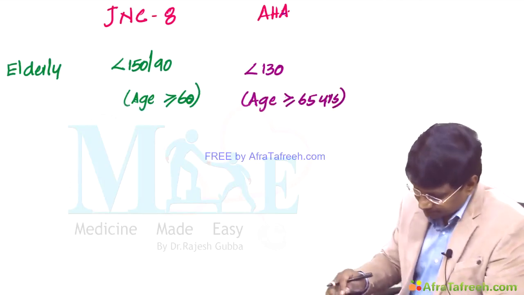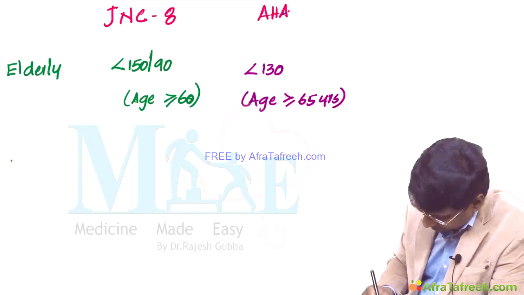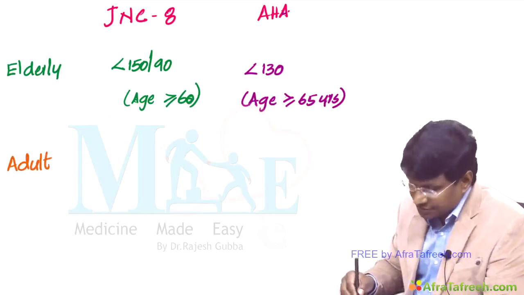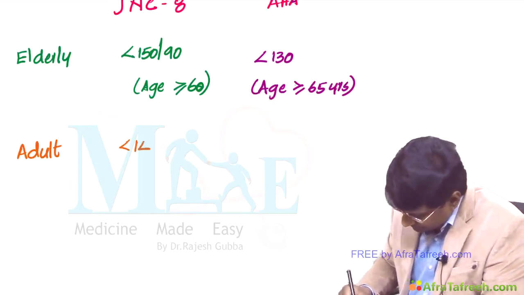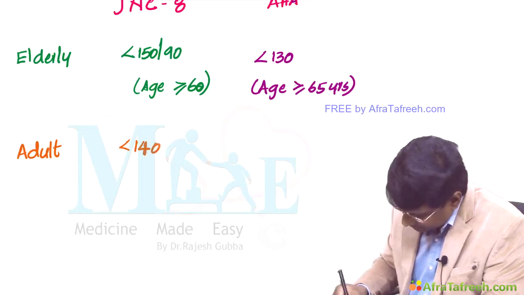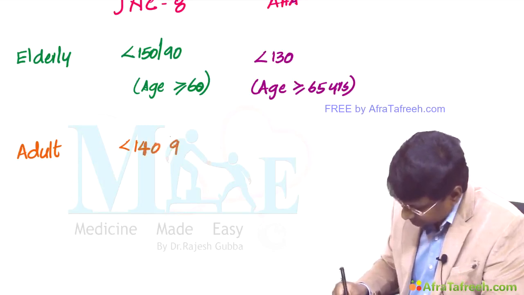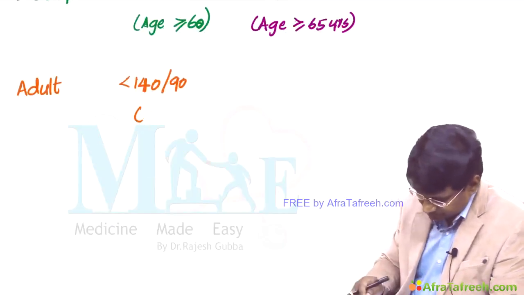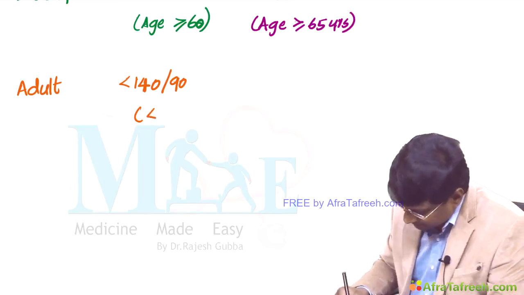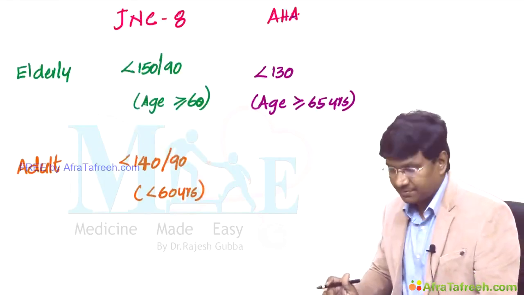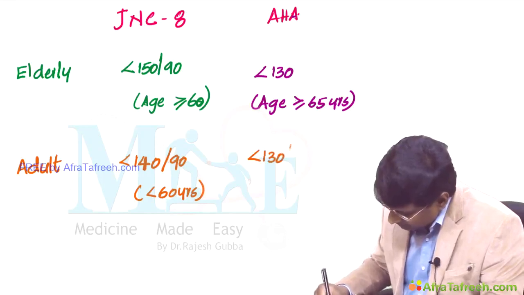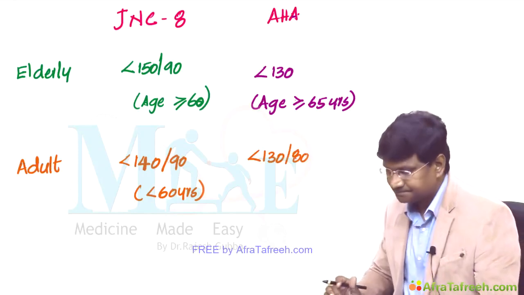Okay. Next, you take the adult population. In the adult population, according to JNC 8, the cutoff is less than 140 by 90. That is, adults means age less than 60 years. Whereas according to the American Heart Association, in adults, it is less than 130 by 80 millimeters of mercury.